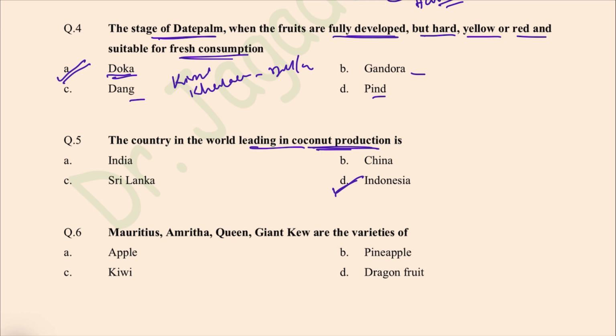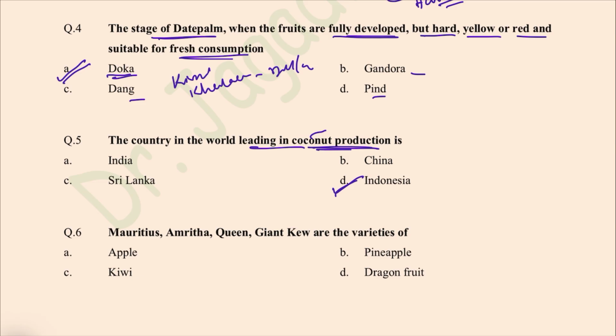So the common term used to refer to the coconut palm due to its numerous uses, that is food, oil, fiber, wood, that is known as kalpavruksha. Coconut is known as kalpavruksha. Okay, or tree of life.